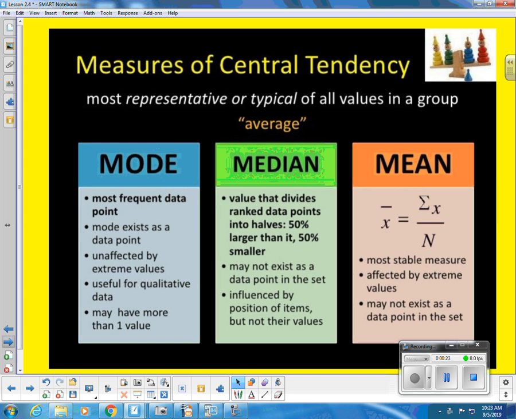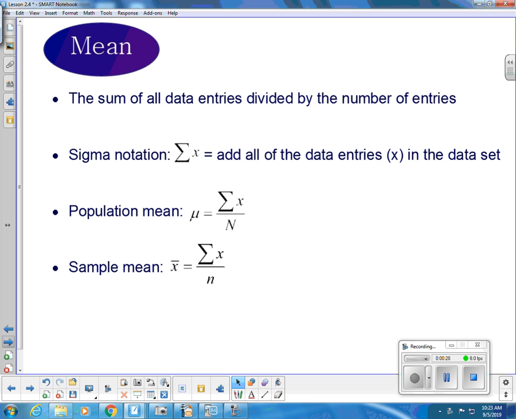Okay, so we're going to talk about each of those kind of in detail. So the first one, the mean, you add them all up, divide by how many there are. We've done this since you were little. They will use this notation. The sigma notation means the sum of all the x data points. Okay, so know the notation.